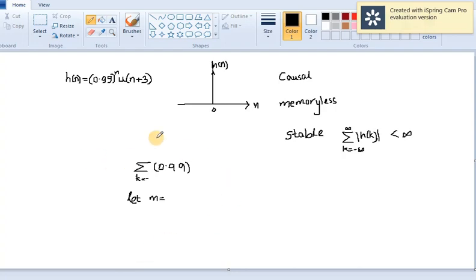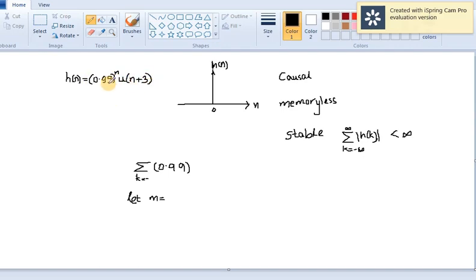Consider another problem. h of n is equal to 0.99 raised to n u of n plus 3. For this problem, the impulse response is given. We have to check whether it is causal or non-causal, whether it is memoryless or not, whether it is stable or unstable. So the given signal is 0.99 raised to n u of n plus 3.